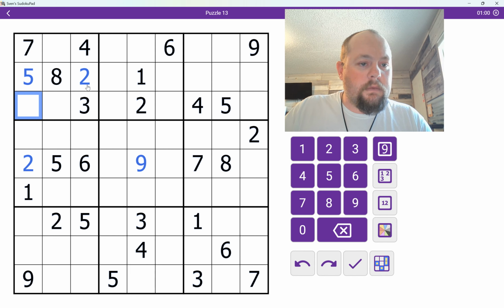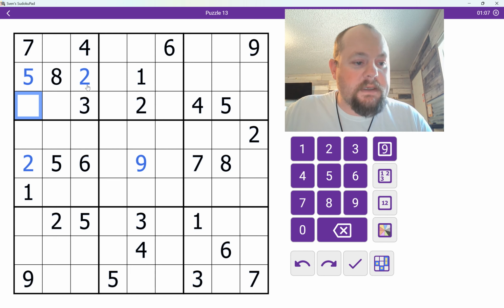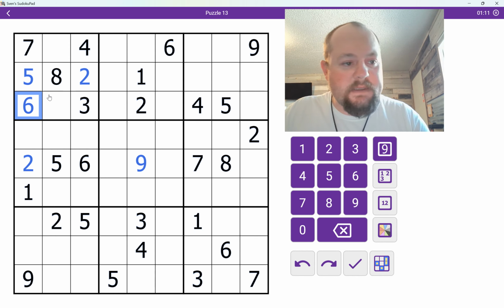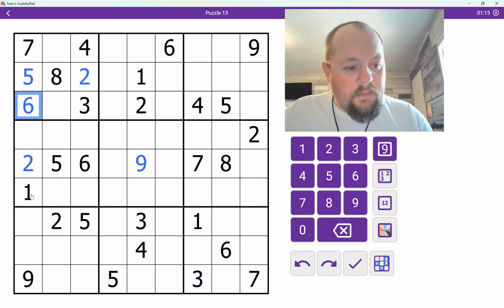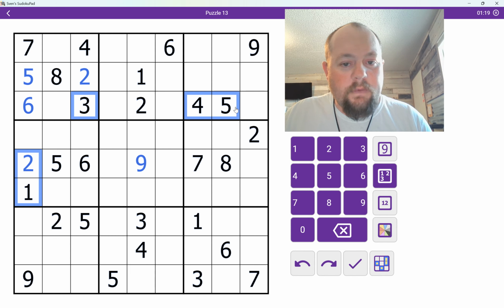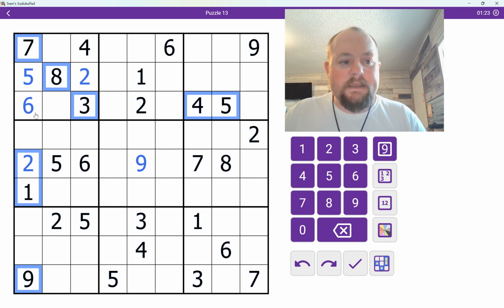1, 2, 3, 4, 5. Okay, we're missing 6. I think that's just a 6. 1, 2, 3, 4, 5, 6, 7, 8, 9. Gives us a 6 there. So what I noticed there was this cell here saw 1 and 2, 3, 4, 5, 7, 8, and 9. So it had to be a 6.